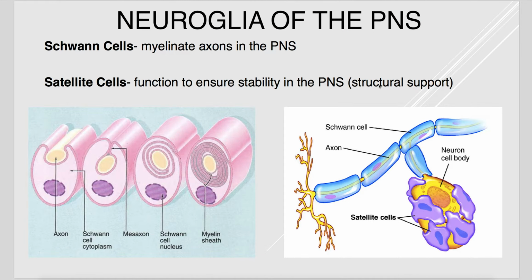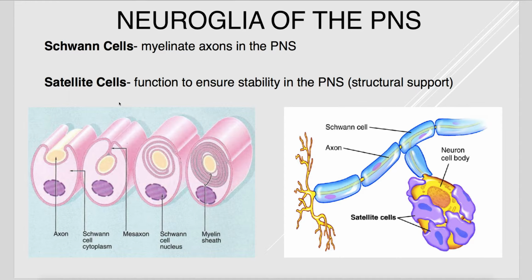Okay, so as far as the peripheral nervous system is concerned, there are far fewer neuroglial cells. The Schwann cells, these are the cells that myelinate axons in the peripheral nervous system, and basically what they do is they kind of wrap themselves around the axon, and then they just do like this jelly roll thing where they continue to wrap around, and that's really what forms the myelin sheath in the peripheral nervous system. Remember, in the central nervous system, it's oligodendrocytes that produce the myelin sheath.